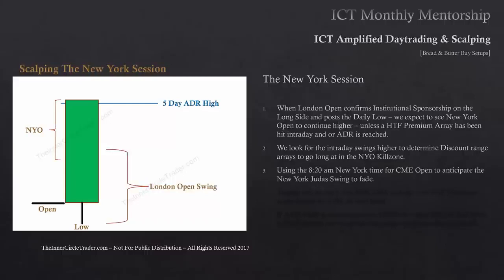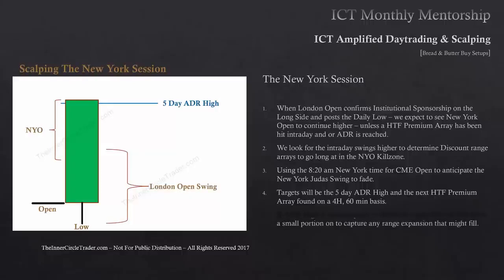Using the 8:20 a.m. New York time for the CME, Chicago Mercantile Exchange, that's when the commodity futures contracts start trading, open to anticipate the New York Judas swing to fade. Targets will be the 5-day average daily range high and the next higher time frame premium array found on a 4-hour or 60-minute basis. If ADR high is reached prior to 10 a.m., take 80% off of your position and leave a small portion on to capture any range expansion that might fill.